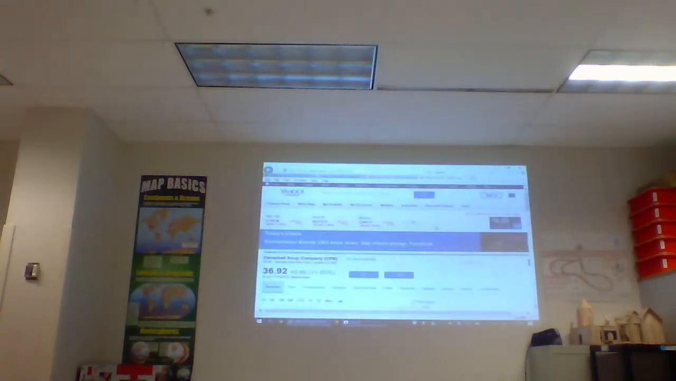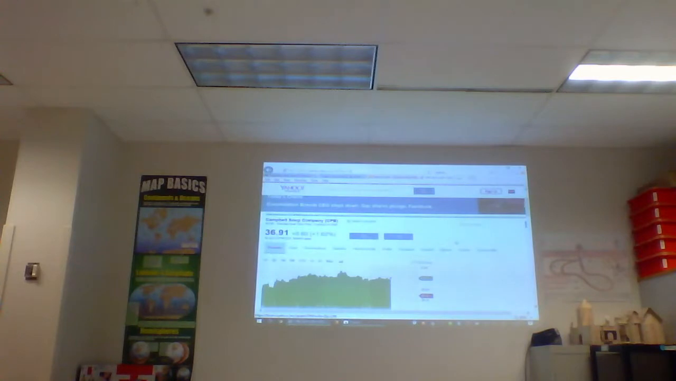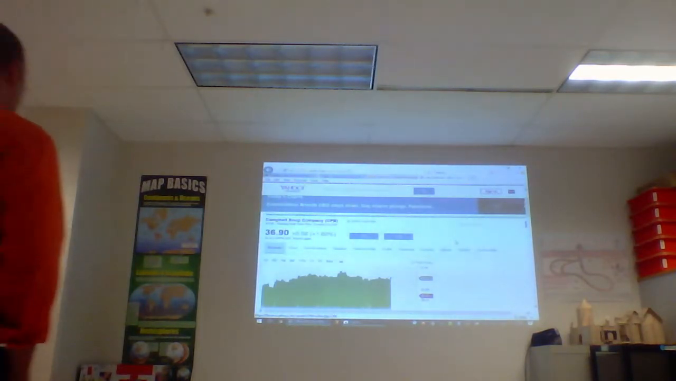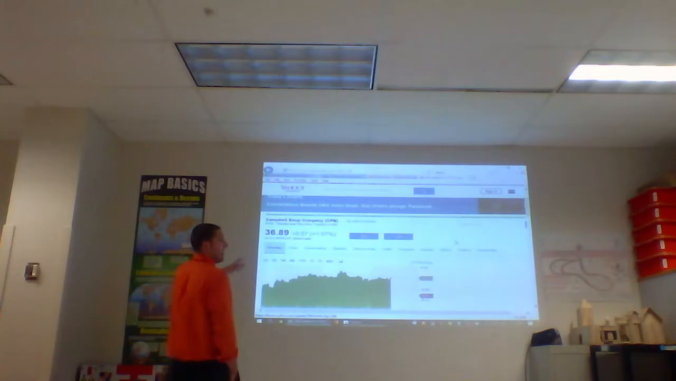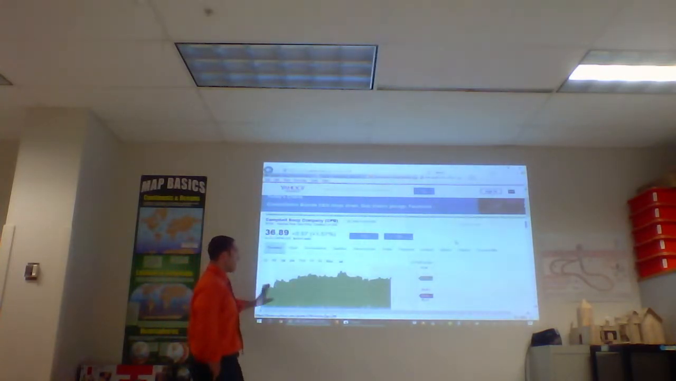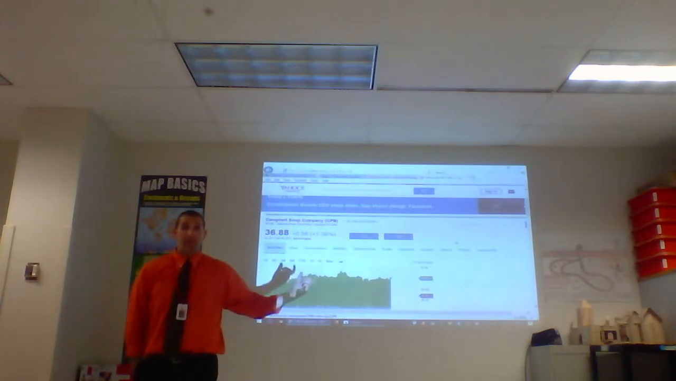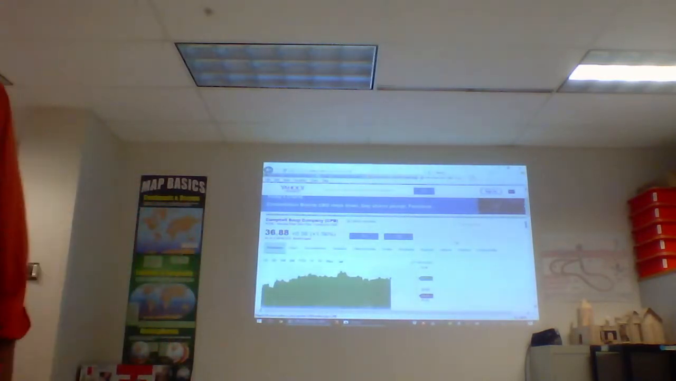Okay, so here we have the Yahoo Finance website, and we're looking at the summary tab for Campbell's Soup Company. You'll notice on here that we have the current trading price of $36.89, okay? And we have a graph giving us the historical track of the price. So we want to know what the last closing price was yesterday for Campbell's stock.